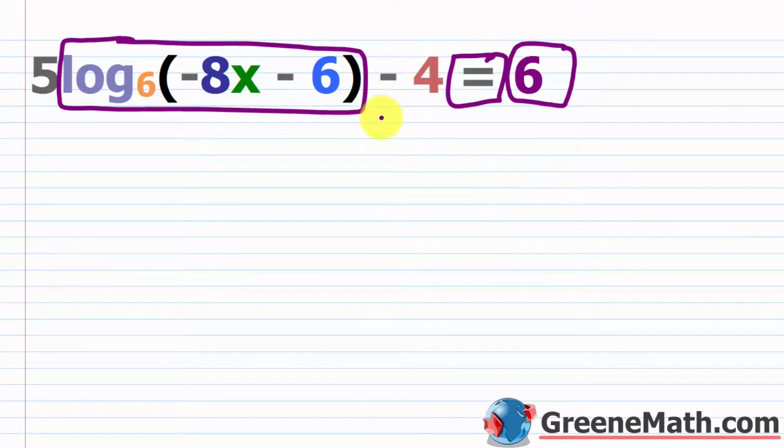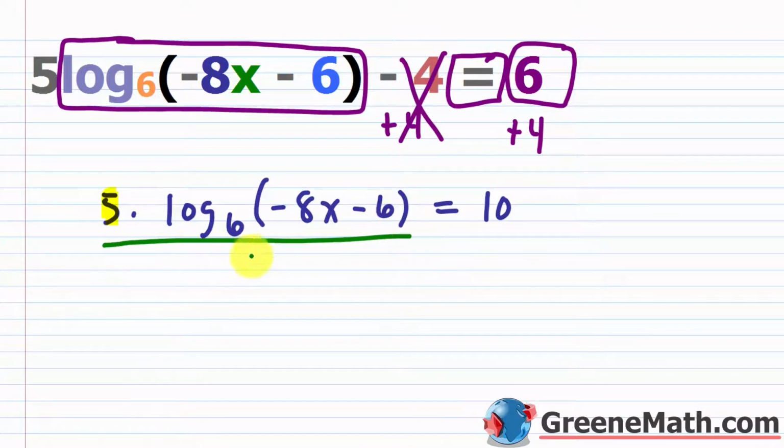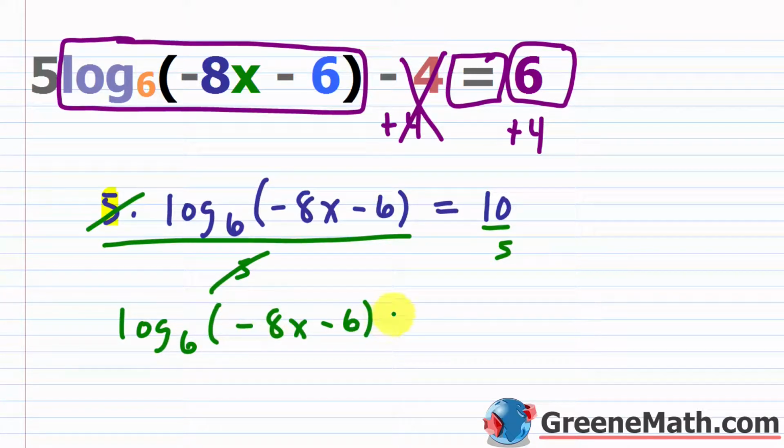I need to get rid of this 4 over here. So add 4 to both sides, and that cancels. Then what I'm going to have is 5 times log base 6 of -8x minus 6, and this equals 6 plus 4, which is obviously 10. Now to get rid of this 5 that's multiplying this log base 6 of -8x minus 6, I'm just going to divide both sides by 5. That'll take care of that. So this cancels, and this over here is going to be a 2. Now I have it in the format that I want. So log base 6 of -8x minus 6 is equal to 2.